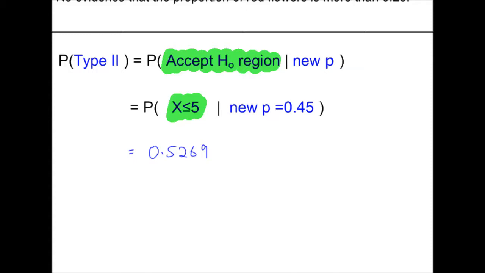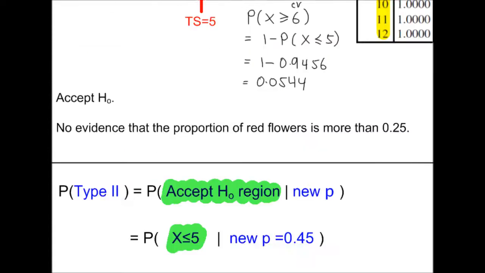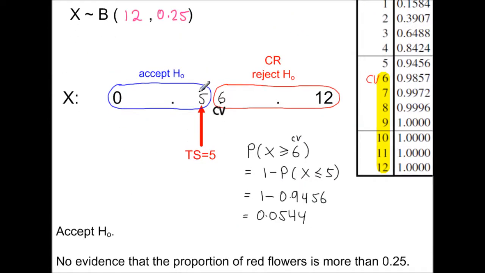To reduce type 2 errors, we can do one of two things. One way is to use a larger sample size. The alternative way is to make the acceptance region smaller. That means using a larger significance level to make the rejection region larger.